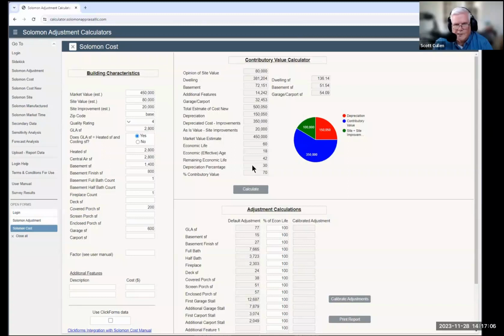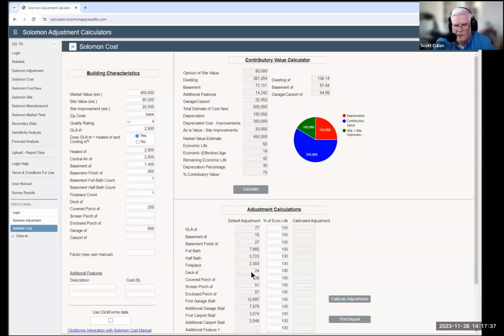So 30% is the depreciation percentage. The market's paying 70% of cost. The default adjustments that I have here mean that 70% of the cost of one more square foot is $77. 70% of the cost of one more basement foot is $15. Same with basement finish, all the way down. The 70% of the cost of a deck is $24.